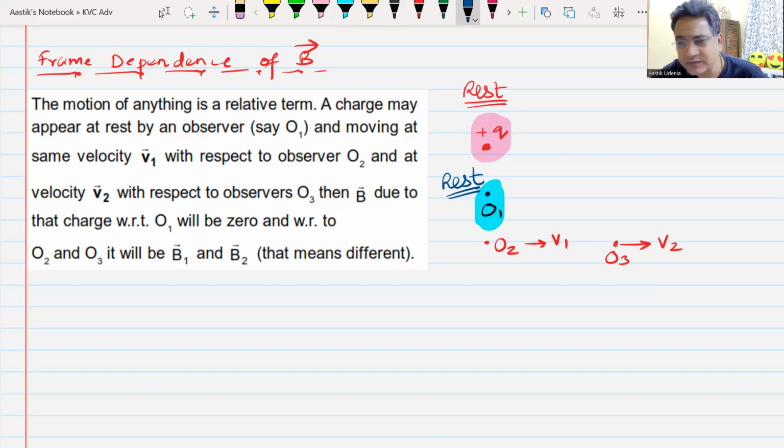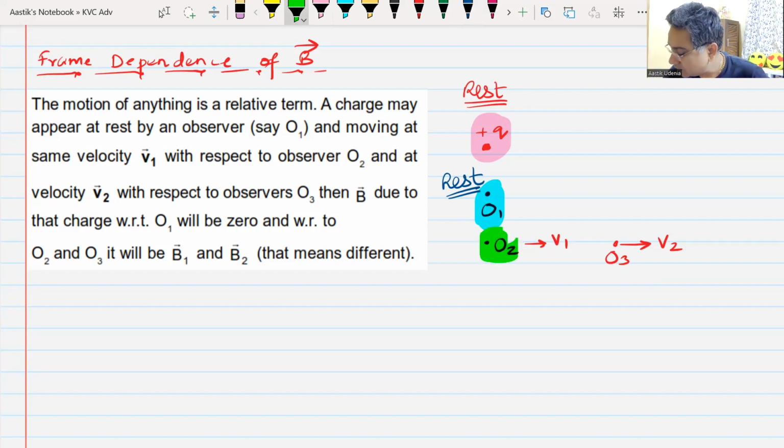Why am I not using the term electric field? We'll come to know maybe 4 or 5 classes from now. We might forget it, that's a different issue, but we'll come to know the difference between electric field and electrostatic field. So the observer O1 will only see electrostatic field created.